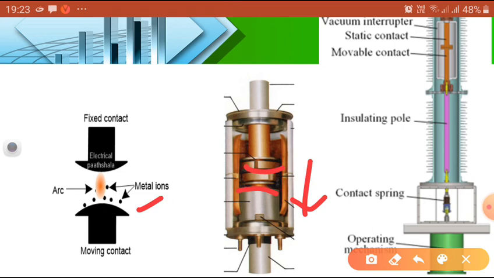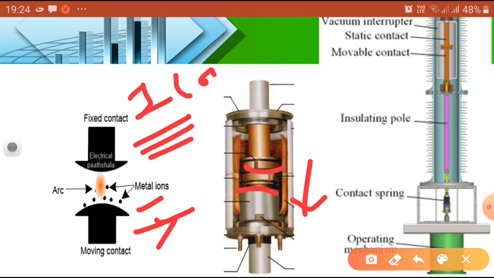The vapor density depends upon the current in the arc. If the arc current is more, the density of the vapor liberation is also more. What happens if the current is less? When the current to be interrupted is very small in a vacuum, the arc has several parallel paths. This is a low current case.